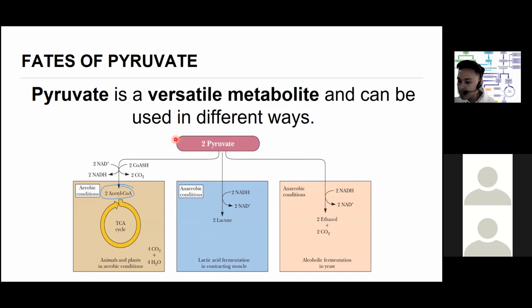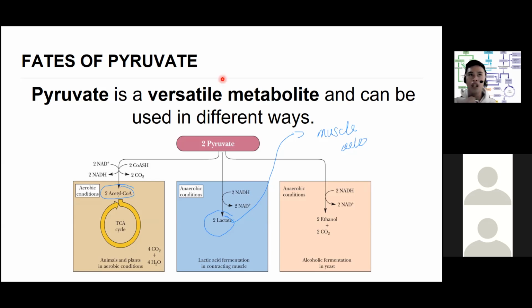When lactate accumulates in the muscle, it will cause muscle ache. So when you do exercise, of course, your muscles will become anaerobic. As muscle cells produce pyruvate, instead of entering the Krebs cycle, it will actually be converted to lactic acid or lactate. For that reason, when lactate accumulates in the muscle, it will cause muscle ache.